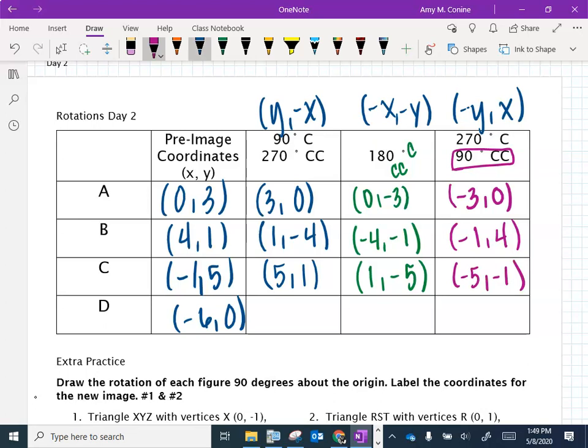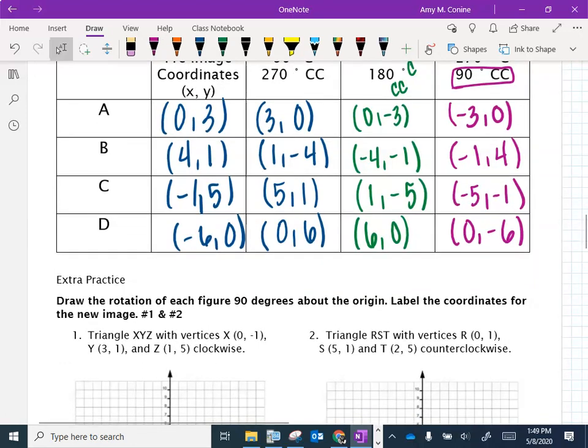All right, and then one more just to finish it up. Same idea, so (-6, 0) for 90 degrees clockwise is Y first, and then opposite X. And then 180 degrees is just opposite X, opposite Y, so we have 6, 0. And then our last one for 90 degrees counterclockwise is opposite Y, so it's just 0, and then X is normal. All right, so that was our shortcuts that we talked about the other day.